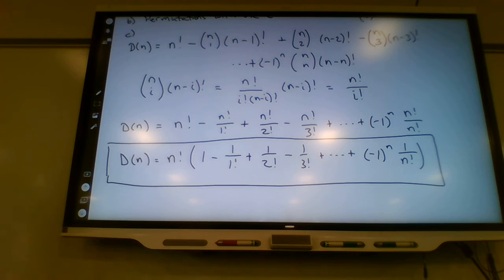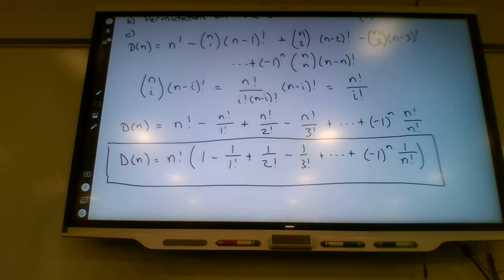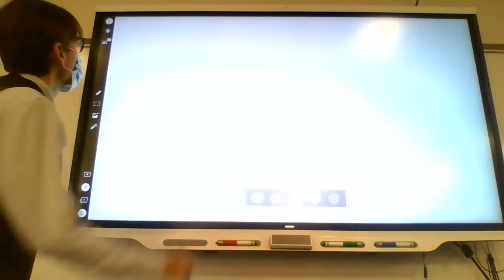All right, so this formula is still a little bit messy because there's a lot of pieces involved in that. So let's see what we can do about simplifying that a little bit. So our formula right now.